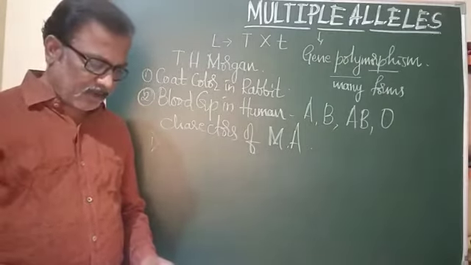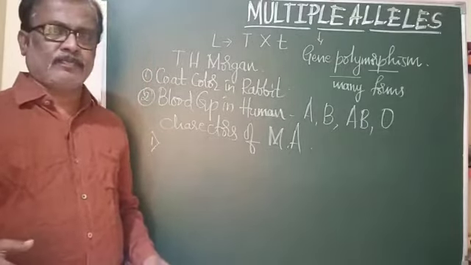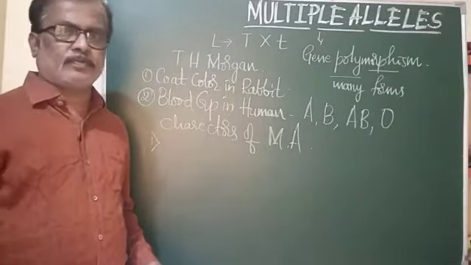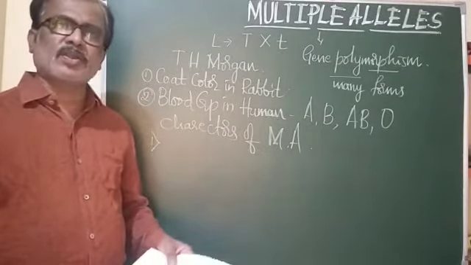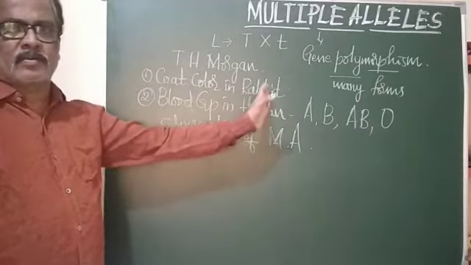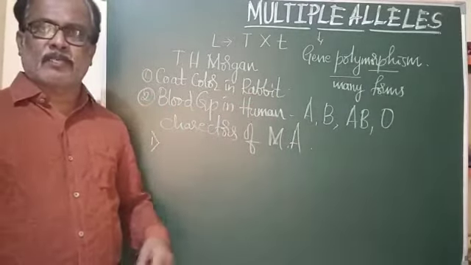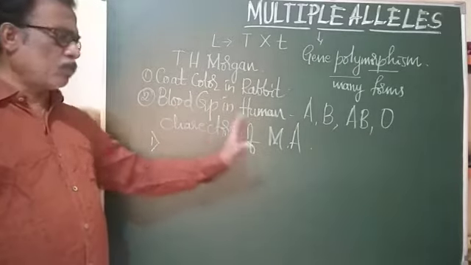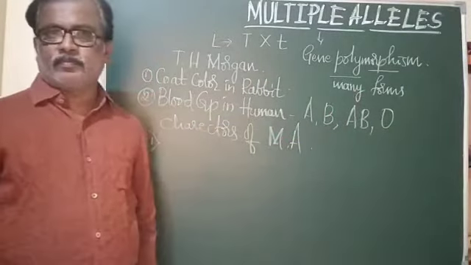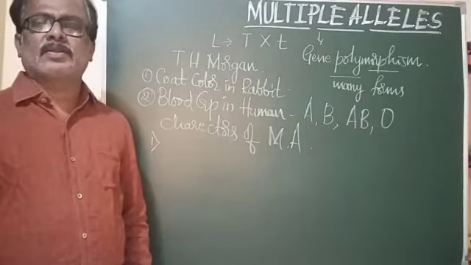And lastly, another character is that multiple alleles control the same character, but characterized by different manifestations. For example, coat color in rabbit, only one character, but with different manifestations like brown, albino, Himalayan albino, chinchilla. Blood group, one character, but with different manifestations A, B, AB and O. So these are the characters of multiple alleles.